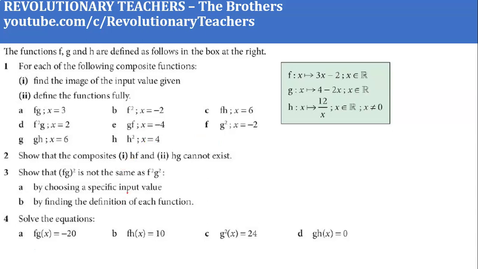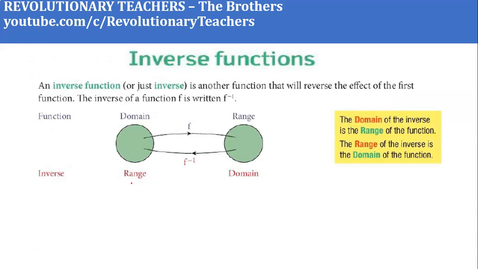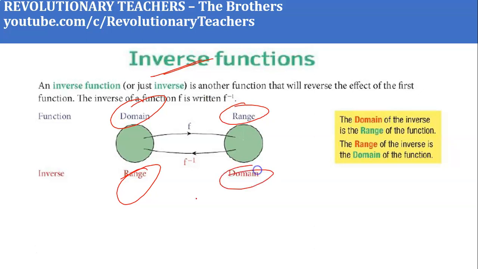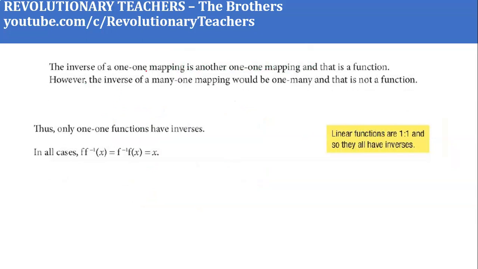Okay, on the questions which we have practiced just now, we saw some examples. These questions are based on the same type of questions. Inverse function, we have also studied inverse function: the domain of the function changes to the range, and the range of the function changes to the domain of the inverse function. The inverse of a 1-1 mapping is another 1-1 mapping, and that is also a function. So inverse is also a function for 1-1 mapping. Thus only 1-1 functions have inverse.